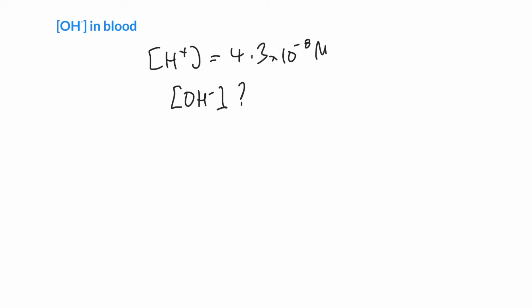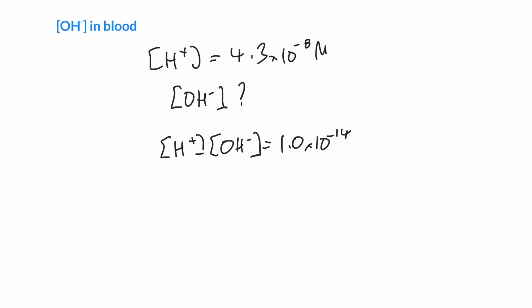We can examine some blood and calculate the OH- concentration, the hydroxide ion concentration. If, say, the H+ concentration in blood is 4.3 times 10 to the minus 8 moles per liter, then we can use this information to find the hydroxide concentration. And we really just go back to this equation. The concentration of H+ times OH- is always a constant, 1.0 times 10 to the minus 14.